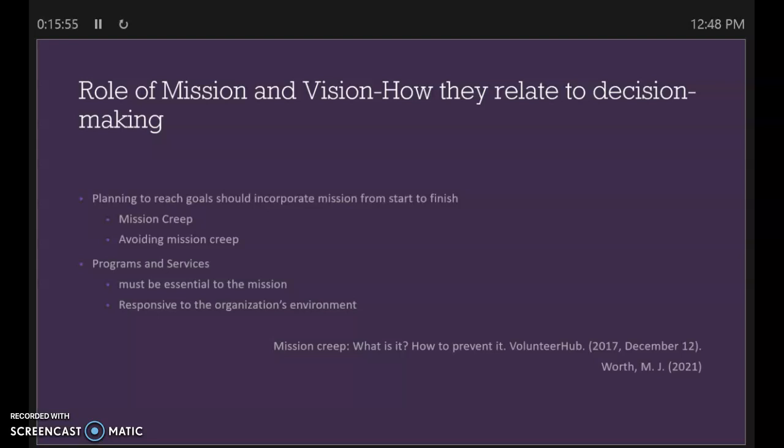In order to meet those goals, there are initiatives, programs, and services, right? And those need to be essential to the mission and responsive to the organization's environment.